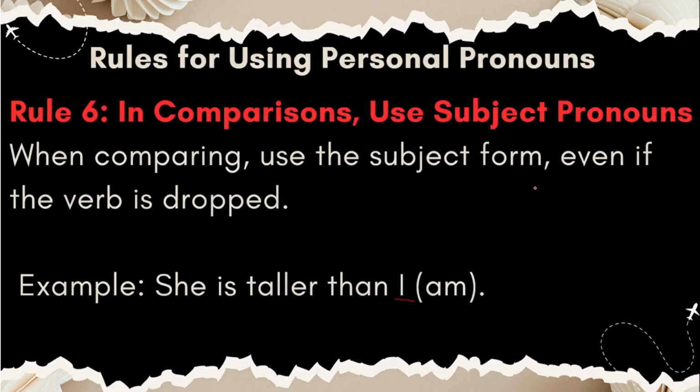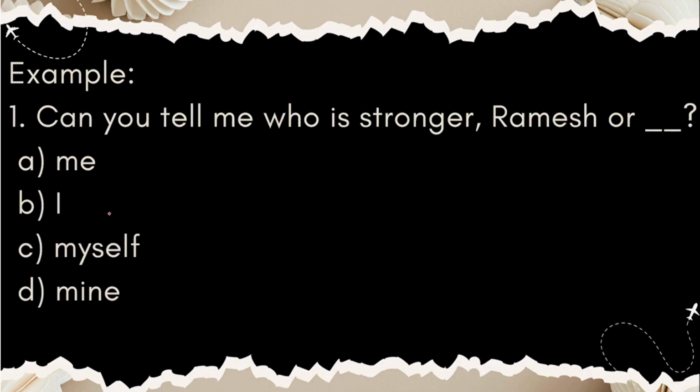Go back, subject pronoun, right? The right answer is I. Can you tell me who is stronger, Ramesh or I? You might tend to say in the previous rules that me is object, and like I told you, sometimes that object pronoun comes towards the end of a sentence, but rules can supersede rules. So right now, this rule of comparison supersedes the previous rule. Is that clear? So the right answer is I.